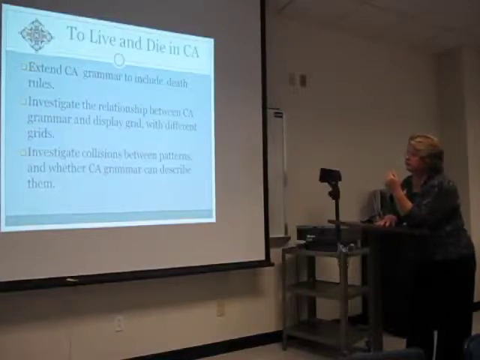Second possibility is to investigate the relationship between the cellular automata grammar and the display grid with different kinds of grids. What happens if we use a hexagonal grid? Is the grammar still valid? Can we substitute 30 degrees for 45 and 60 degrees for 90? Does it work that way? We need to investigate collisions between patterns and whether cellular automata grammar can describe them.